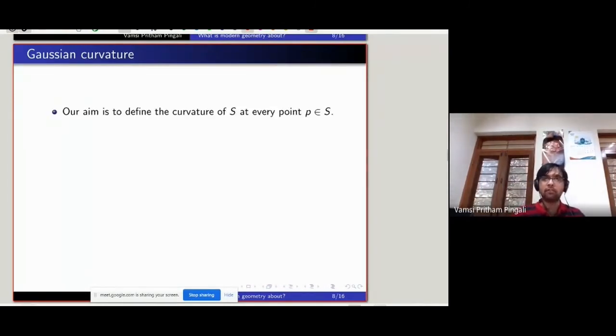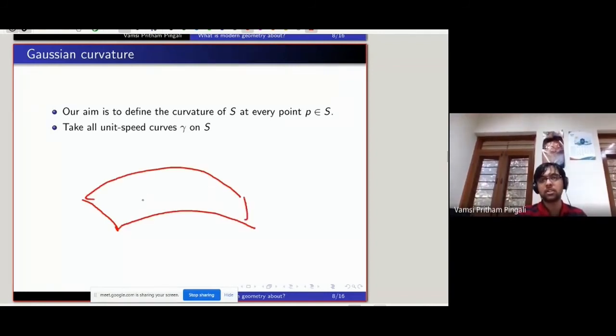Our aim is to define the curvature of a smooth surface at every point. Okay, so what should we do? Take all the unit speed curves. We are ants on the surface. So an ant moves at unit speed on the surface. An ant can move in various sorts of directions along the surface, right? Now the ant has to recognize that it is on a curved object.